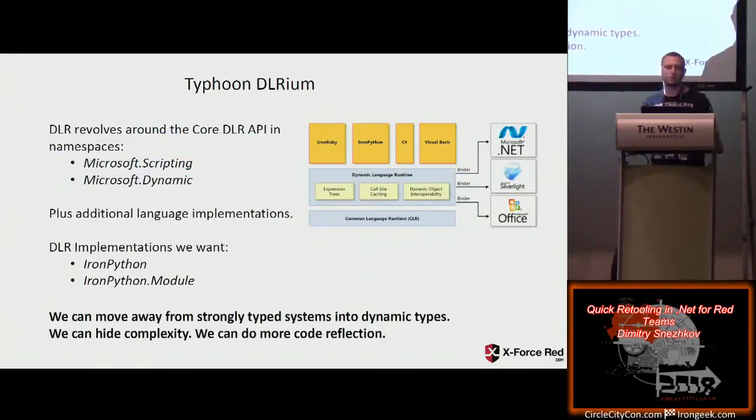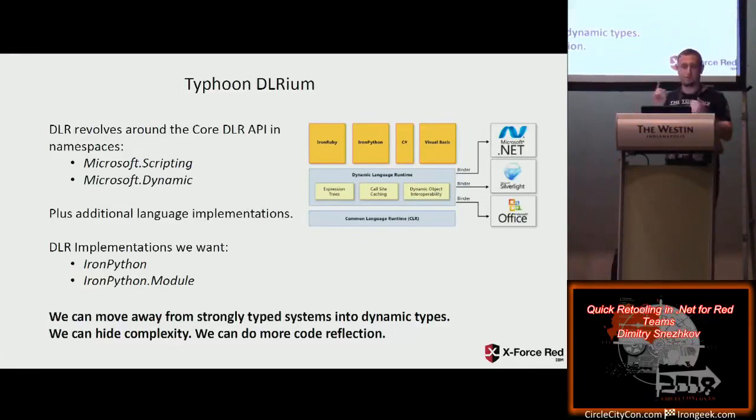So first of all, there are two namespaces that source the DLR in .NET. It's Microsoft.Scripting and Microsoft.Dynamic. This is the middle layer that allows you to create languages. And then you create languages. And it so happens that a lot of languages have already been created, for example, IronPython. IronPython is nothing more than an overlay of the Python language on top of the DLR.